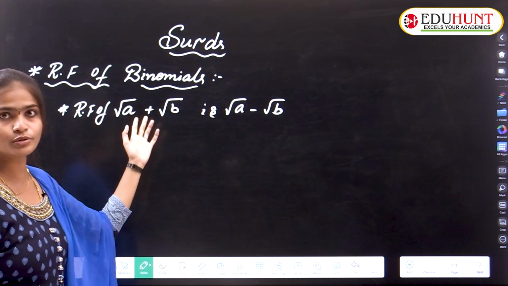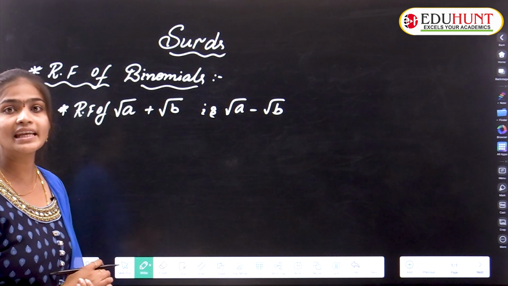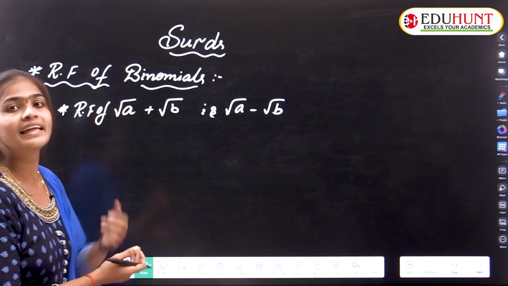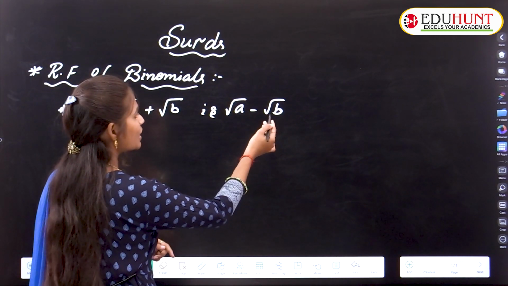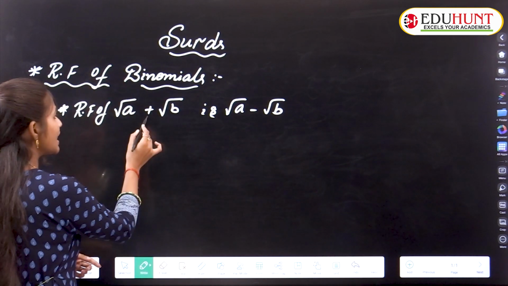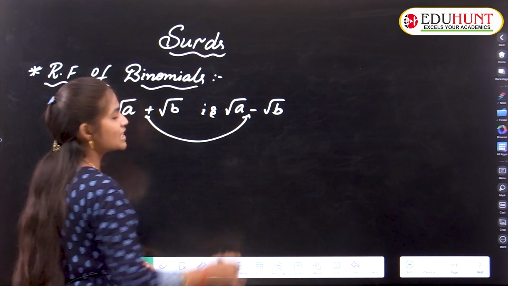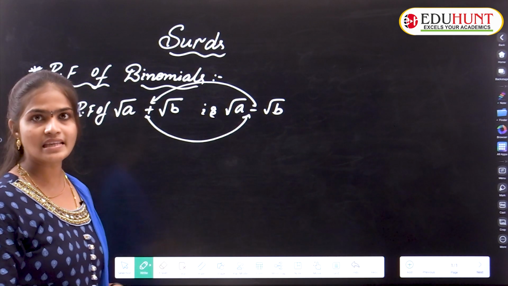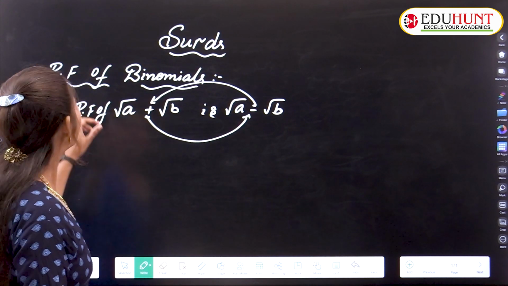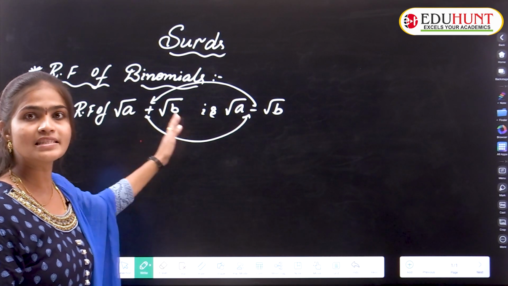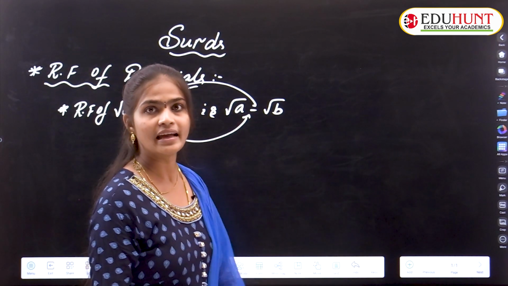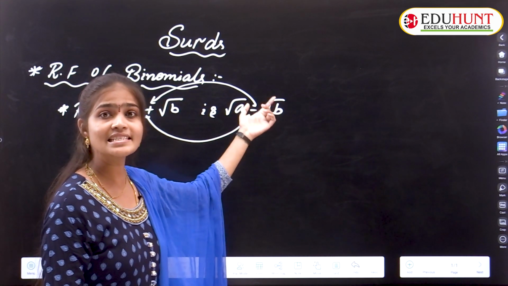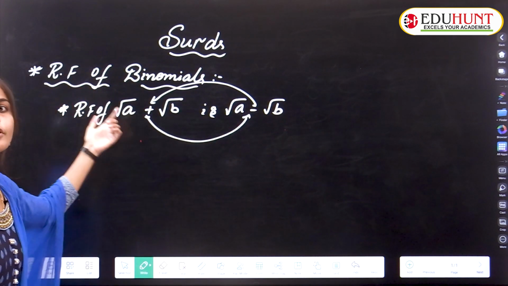So while observing these two, when writing the rationalizing factors of any binomial surds, we just need to change the sign just before the irrational part. Here the second irrational part is square root of b. The sign before it is plus, so the positive sign we change to a negative sign, and here the negative sign we change to a positive sign. So that's why the rationalizing factor of root a plus root b is root a minus root b, and in the same way, vice versa, root a minus root b has rationalizing factor root a plus root b.